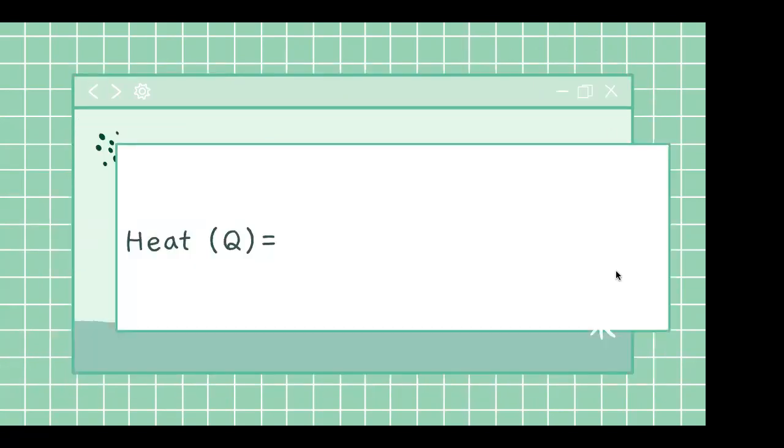So for specific heat, can anyone tell me what the equation is that we will be working with for these problems? You guys can either put it in the chat or unmute yourself, whichever one's easier for you. So I see that Daniel and Caitlin have Q equals MCAT, which is a great way to memorize it. Can anyone tell me what those variables mean?